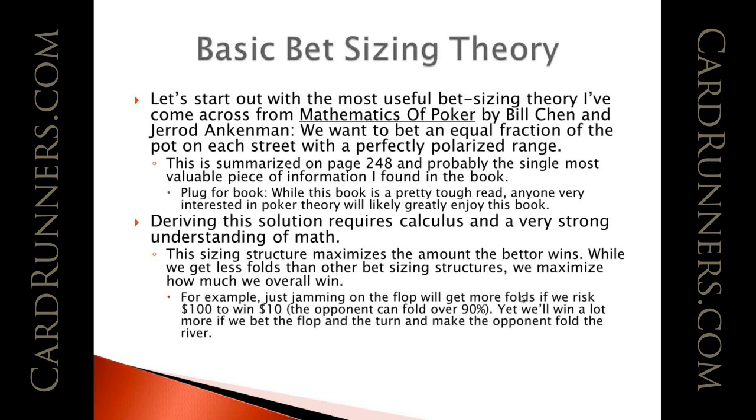For example, just jamming on the flop will get more folds if we risk $100 to win $10, since the opponent can fold over 90% of the time, since we risk so much to win the pot. Yet we'll win a lot more if we bet the flop and turn and make the opponent fold on the river, because now when our opponent folds on the river, we've built up the pot. So once again, it's a little bit complicated to derive this, but this is the most mathematically effective way to bet when you have a polarized range.